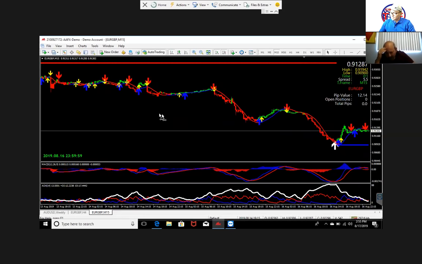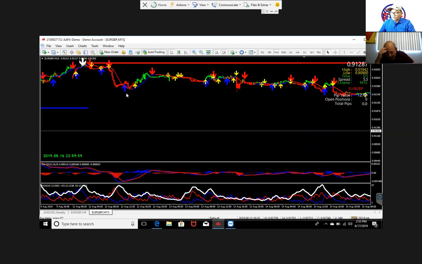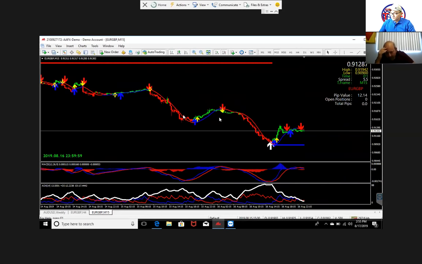Okay. Let's go back. So now you see the benefit of going to the lower time frame. See, I entered right here, and I'm still in, and I'm still in profit. This is just a pullback. Now that we're going to move to the 4 hours, you're going to see maybe 1 or 2 dots on your 4 hours.